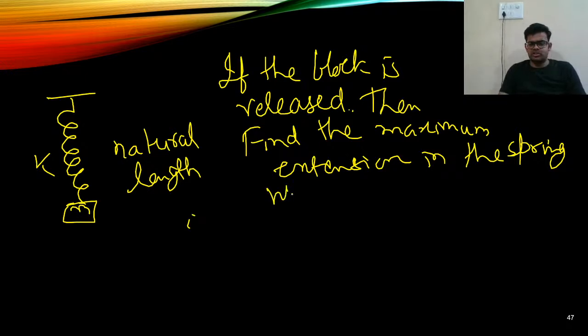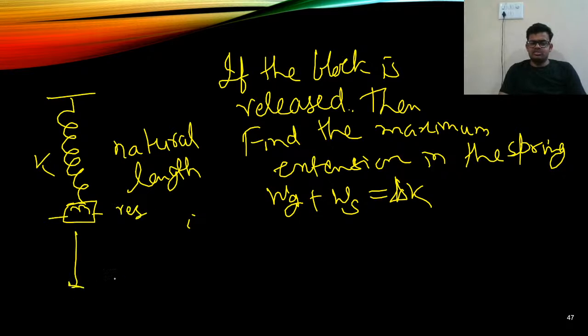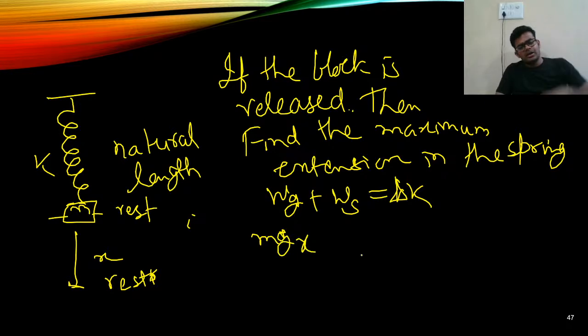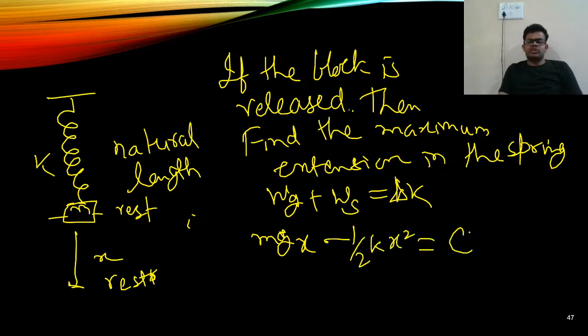You will use the work energy theorem. Work done by gravity plus work done by spring will be equal to the change in kinetic energy. Initially the block was at rest. At maximum extension, the block will again come to rest. Let this be x. Work done by gravity is mg into x. Gravity is downward and displacement is downward, so the work done will be positive. The spring is extending, so its work done will be negative, half kx square. That will be equal to the change in kinetic energy, which is 0, because initially it was at rest and finally it will be at rest.